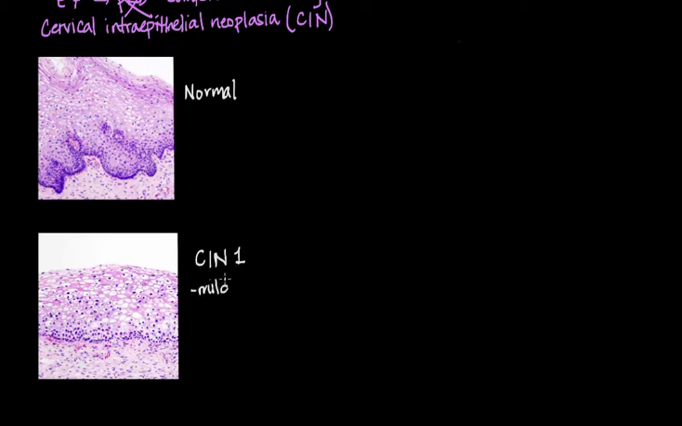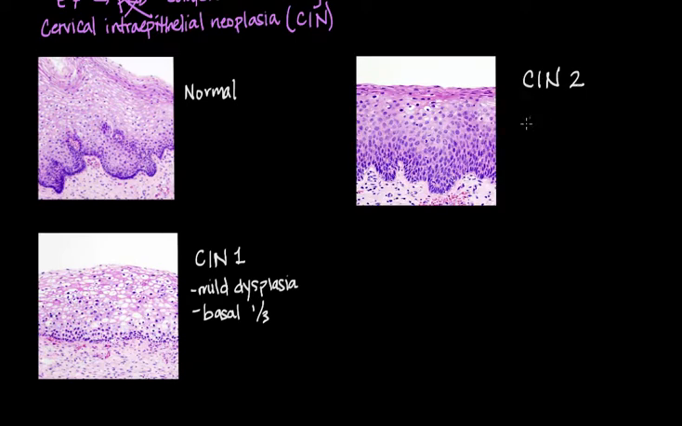Alright, so here is an example of what CIN1 looks like. Now you can see there's some mild dysplasia, and it's confined to the basal 1/3 of the epithelium for the most part. This usually corresponds to an infection with HPV and can be cleared by the immune response, but sometimes it takes several years for this to clear and return to normal. Now the next grade is CIN2, and you can see there's some moderate dysplasia now, and it's confined to the basal 2/3 of the epithelium. You also start to see increased nuclear to cytoplasm ratios, as well as some mitotic figures.